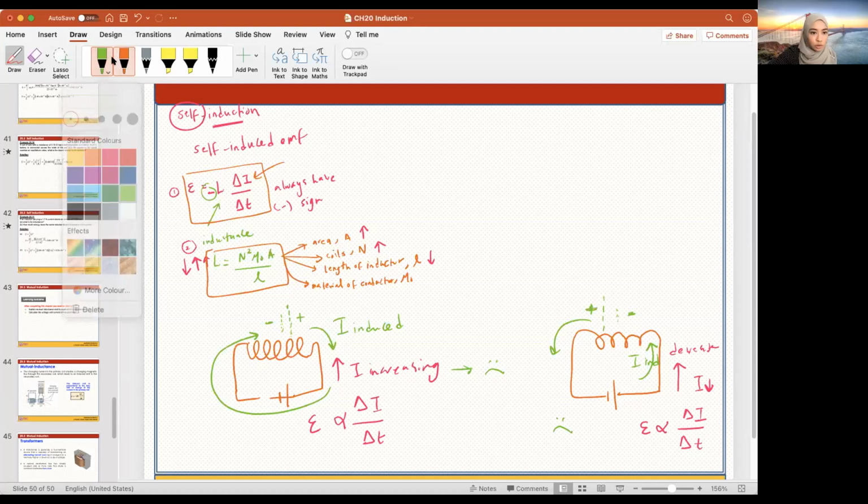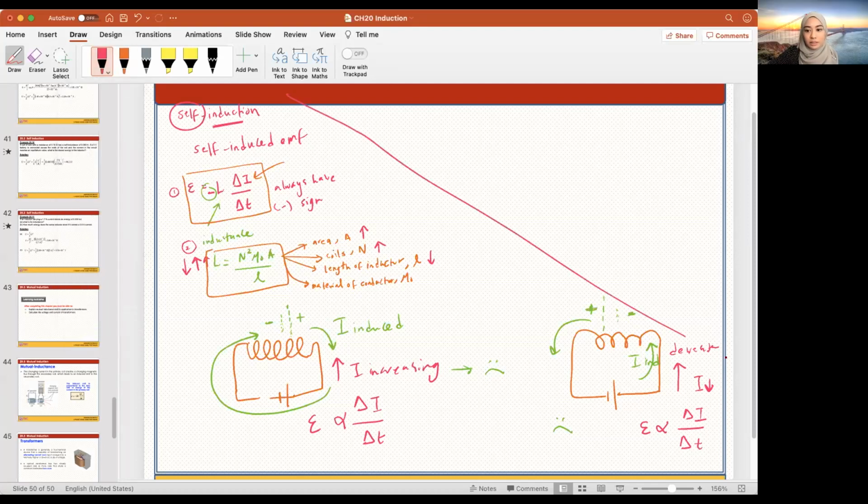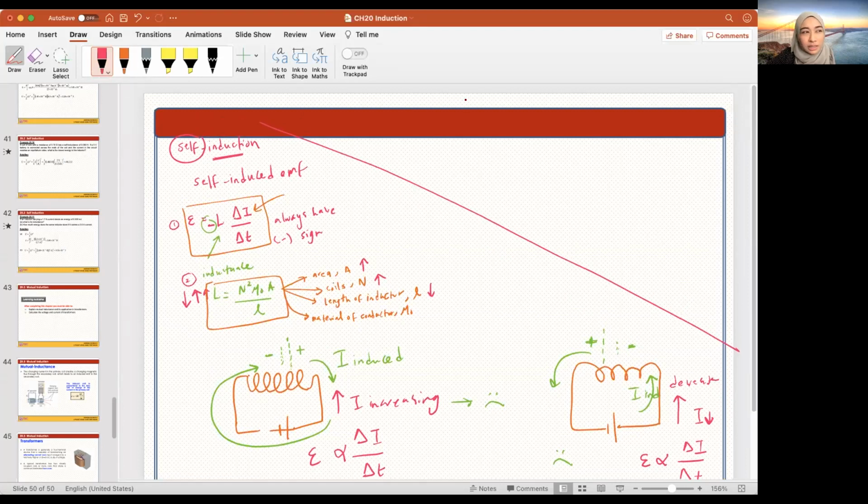Now let's talk about mutual inductance. Let's make some space for mutual inductance. Okay, mutual inductance is pretty easy. It basically says I have two coils. One coil is connected to an AC source, which means that the I is changing over time, which means that I will get an induced EMF, right? From the induced EMF, I will have a magnetic flux.